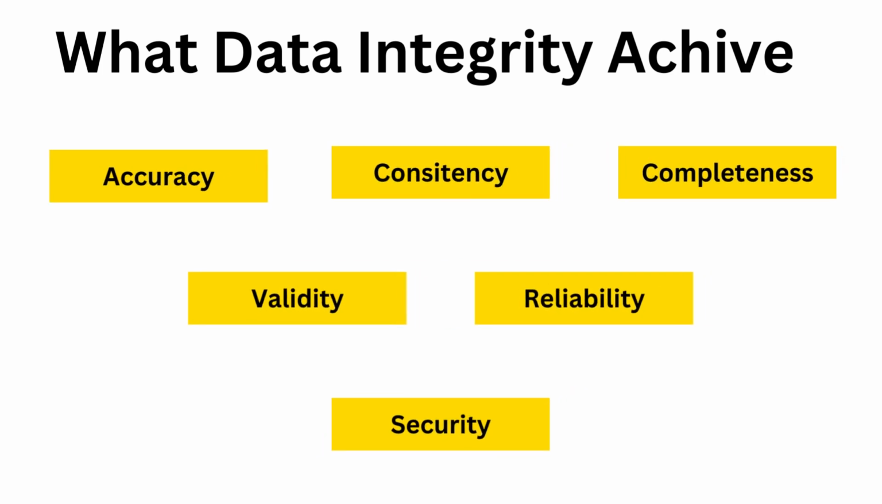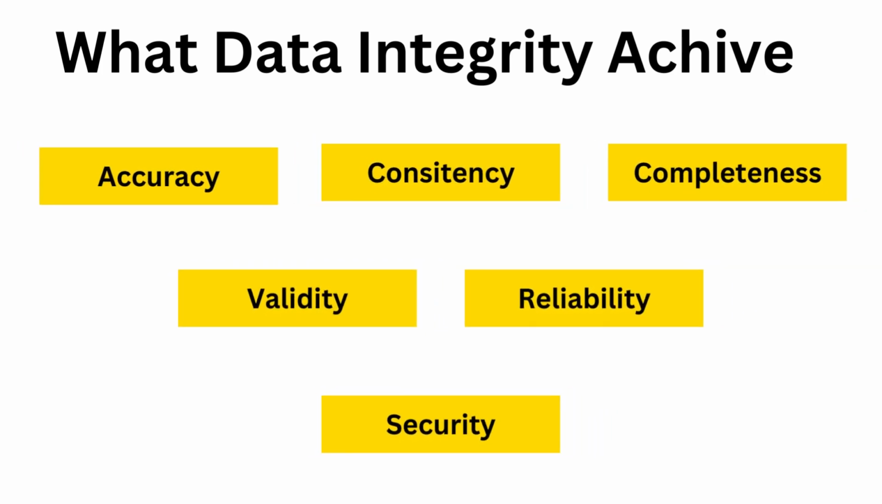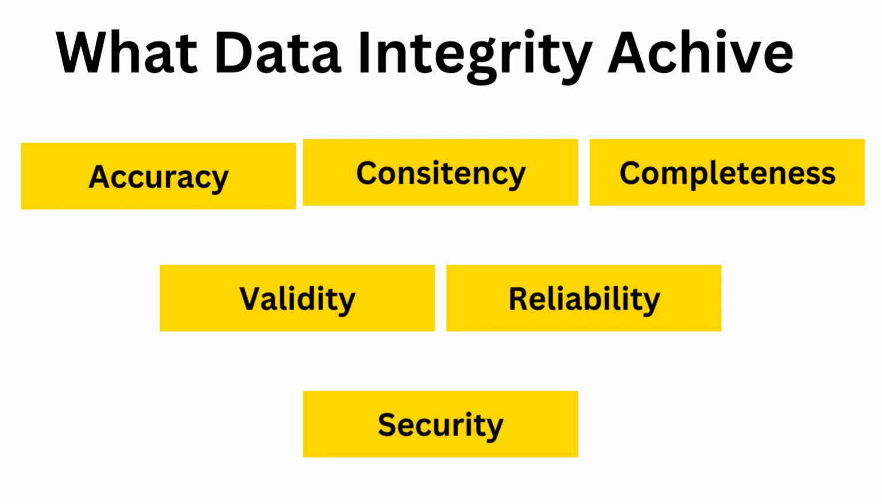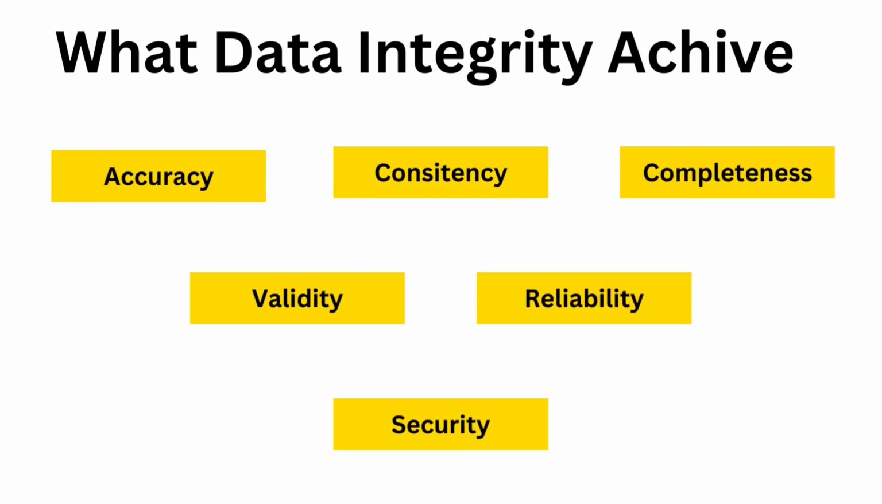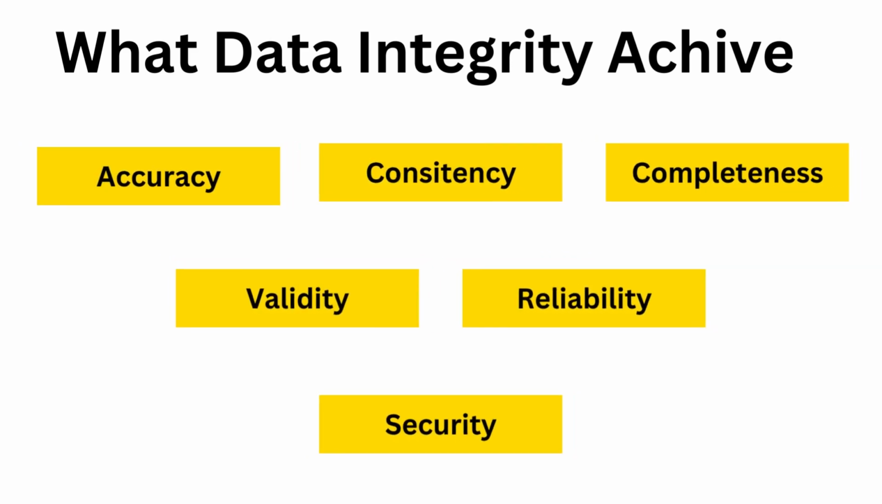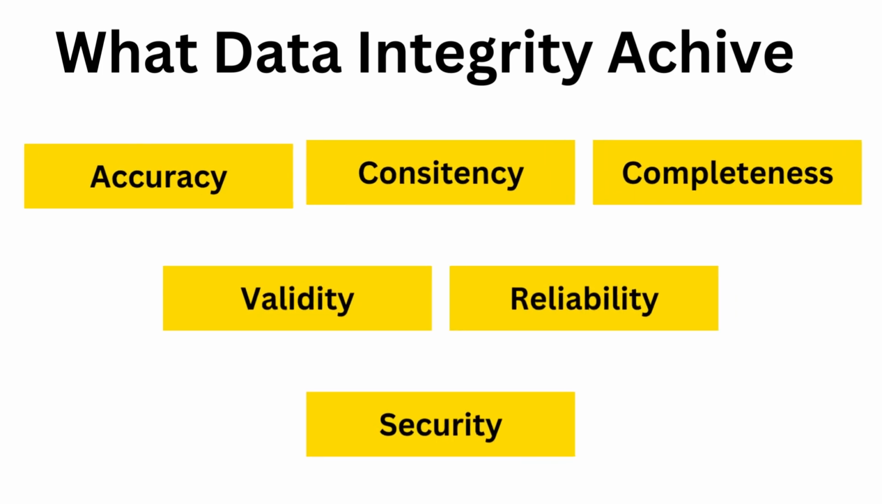Number one is accuracy. Data should be accurate and free from errors or discrepancies. It should reflect the correct values and information that it is intended to represent. For an example, in a medical database, the patient's blood type should be accurately recorded as A plus, B minus, O positive, etc., to avoid potential life-threatening blood transfusion errors.